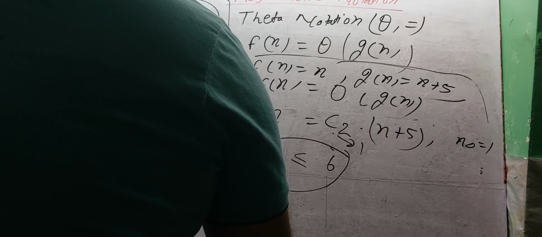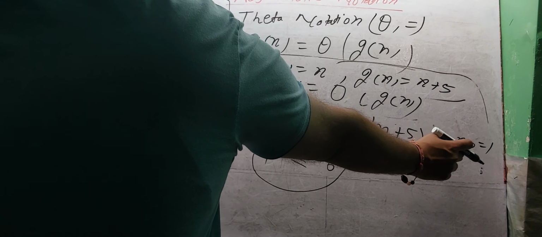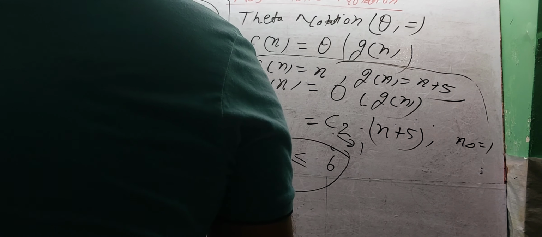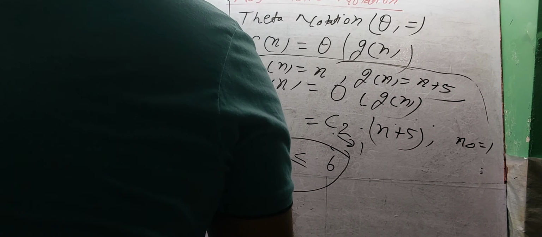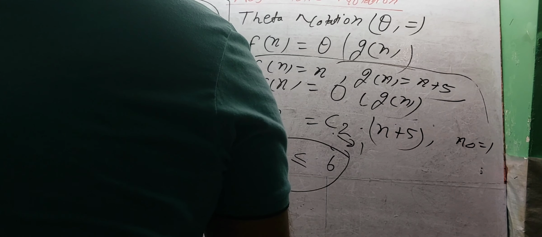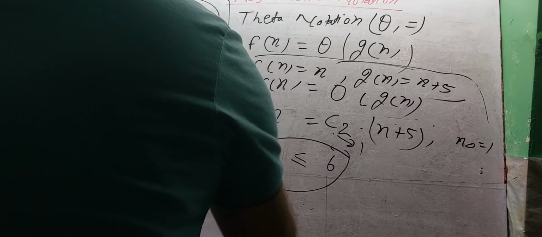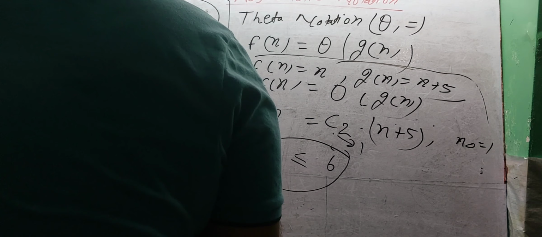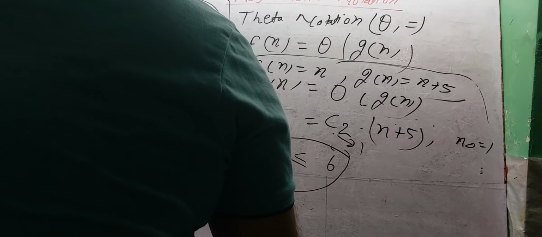Okay. Now we have two n naught values, and we need to take one value, that is the tightest upper limit, from big O and from omega. Okay.